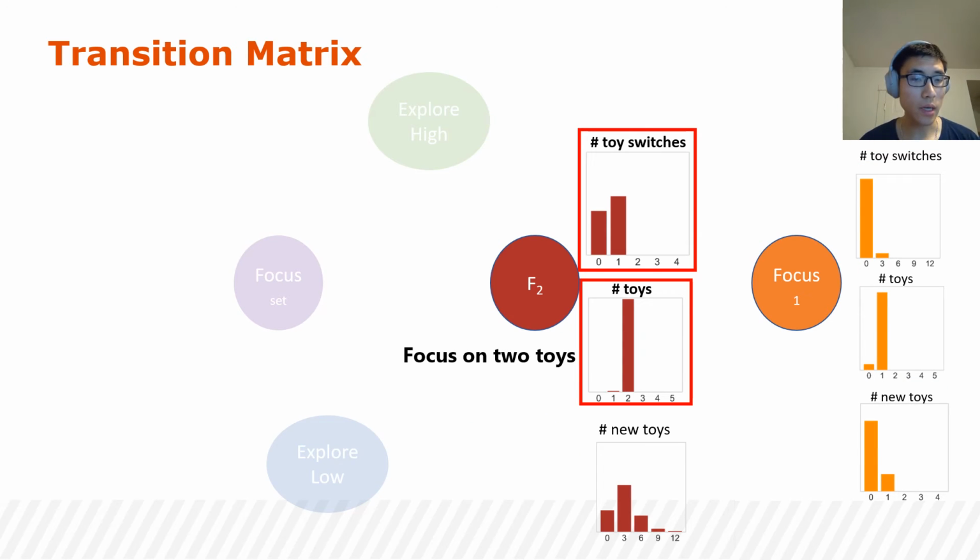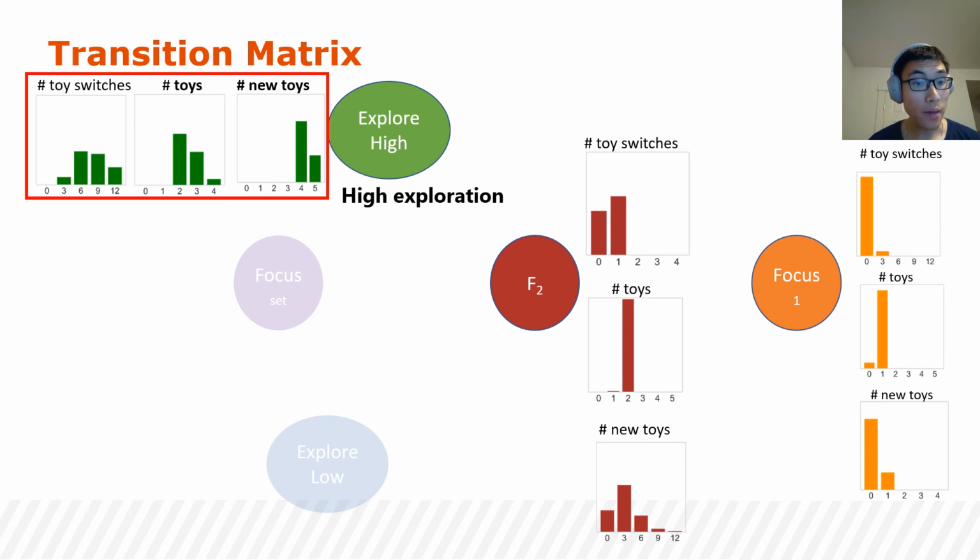The second focus state, state F2, is where the infant focuses on 2 toys, with one being the favorite toy, which is shown by a high favorite toy ratio. The infants mostly focus on the favorite toy, but periodically shift to the other toy as well. On the other extreme, we have the explore high or E plus state. It's the most exploratory state with a high probability of a large toy set, frequent switching, and more new toys than the other focus states.